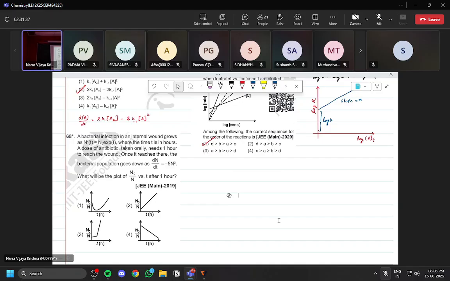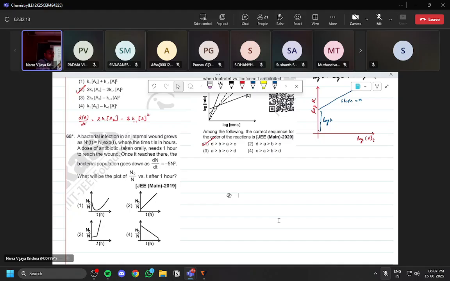Up to 1 hour, bacteria grows. N naught is the initial number of bacteria. Nt is the final number of bacteria. Up to 1 hour, bacteria keep on growing constantly in first order kinetics. It is in the form Nt equals N naught into e power something, so it is in the form of first order kinetics.